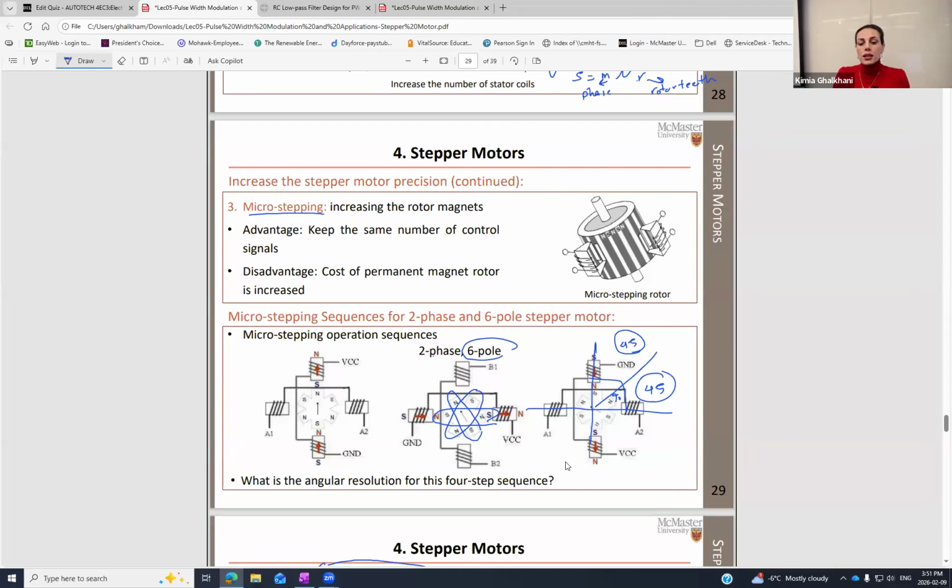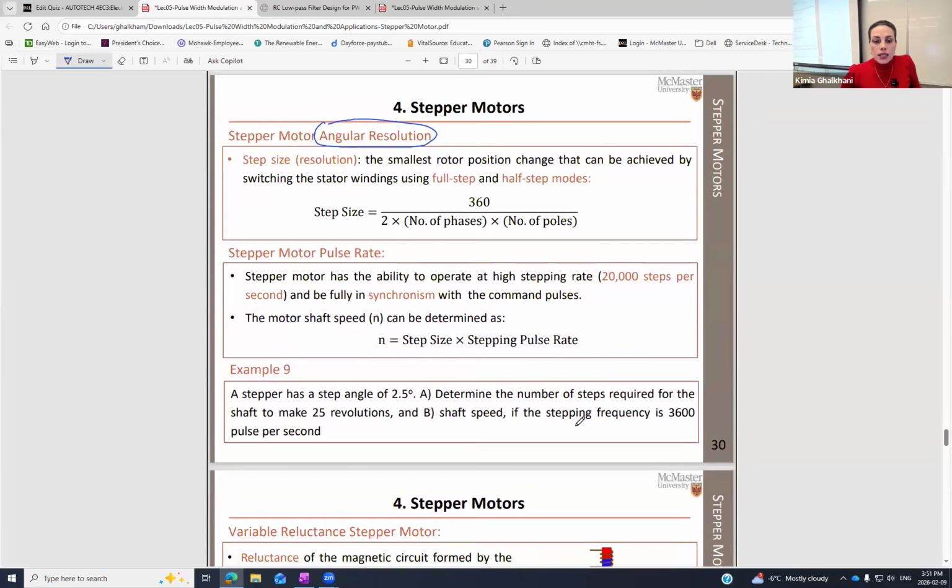So I have 2-phase. 2-phase means the magnet part. This is 1 phase, this is 1 phase. Phase is talking about the magnet part, right? And then here, I have 6-pole. So 2-phase, 6-pole means it's moving like half a phase, each half a phase, and that's why I have 6. This is exactly what I said. A step size, or S, you can also call it S, is 360 divided by the number of phases times the number of poles. This is how you calculate the step size.